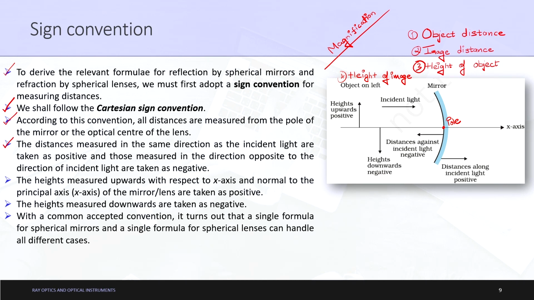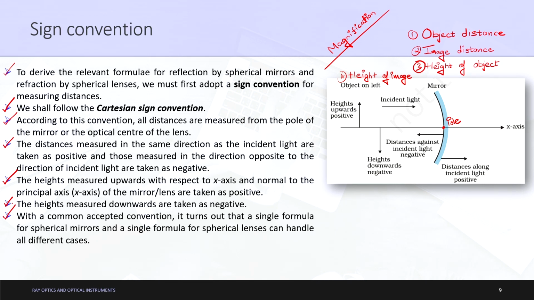Next are the heights. Heights measured upward with respect to the x axis and normal to the principal axis of the mirror or lens are taken as positive. As you can see, quite evidently, from this point the height can be taken as positive and here it can be taken as negative. It is the same for both mirrors and lenses. Heights measured downward are taken as negative, quite evident. With a commonly accepted convention, it turns out that a single formula for spherical mirrors and a single formula for spherical lenses can handle all different cases. So that is the end of the sign convention.